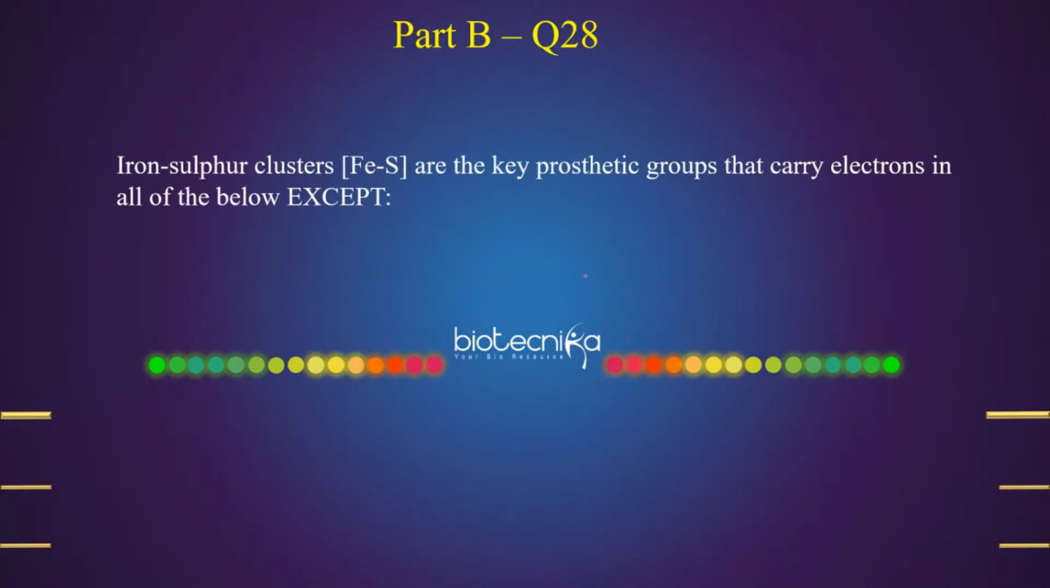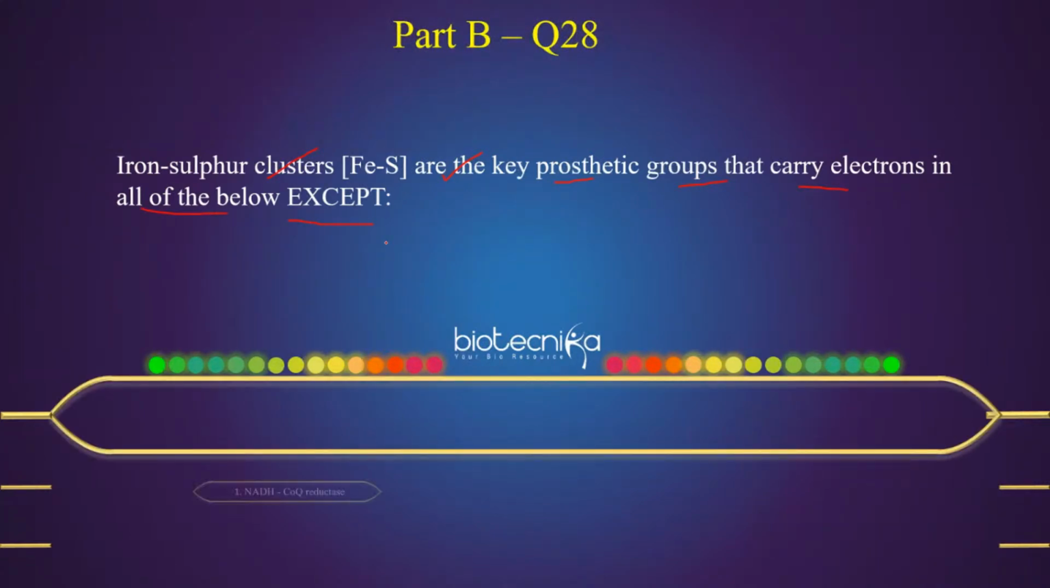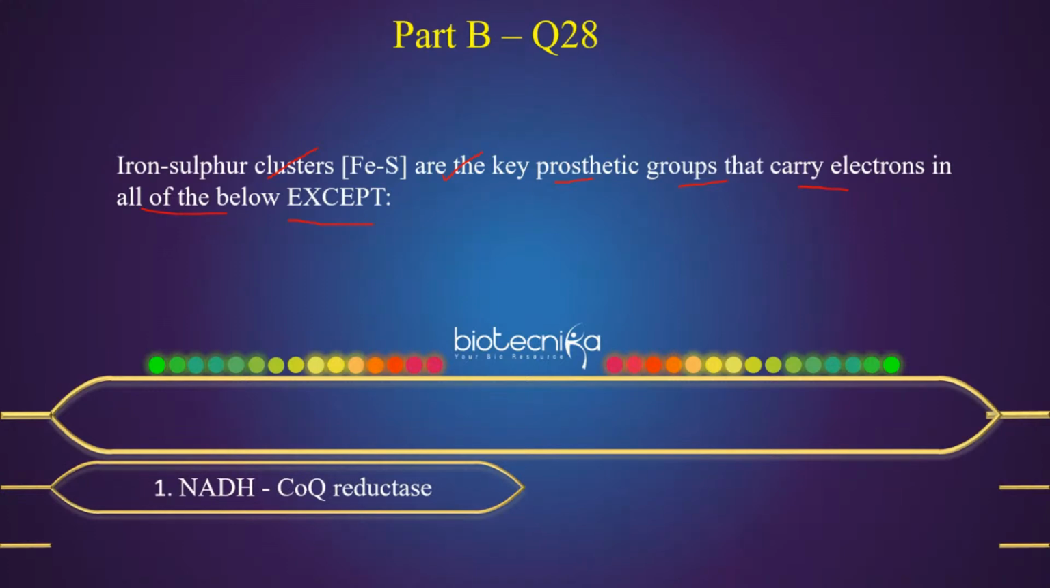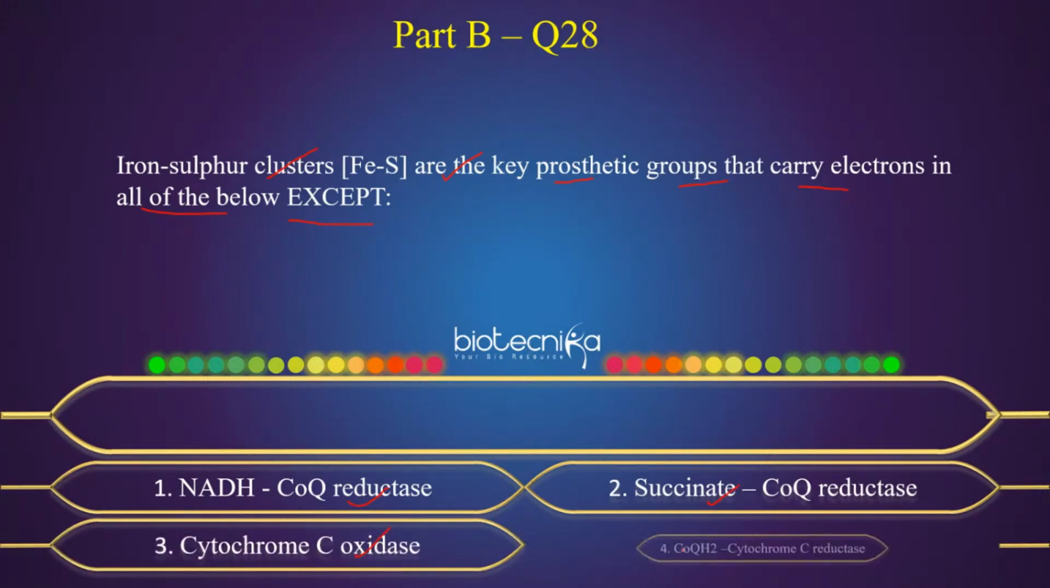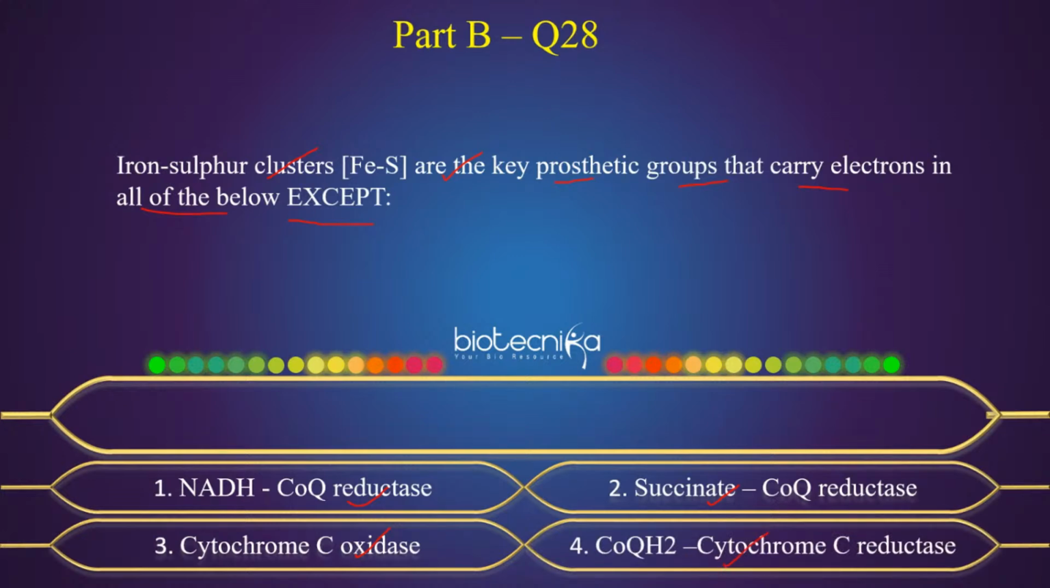There was one more question in part B in shift 1 regarding iron sulfur clusters, which is the FeS. They are the key prosthetic groups that carry electrons in all of the below except which one. You have NADH coenzyme Q reductase, succinate coenzyme Q reductase, cytochrome c, and also the QH2 cytochrome c reductase. Out of these, in which one are the iron sulfur clusters not present? They asked that all of them carry, but which does not carry.